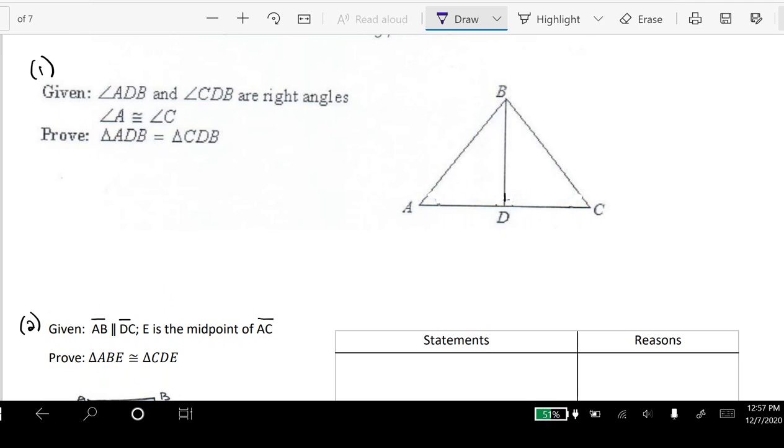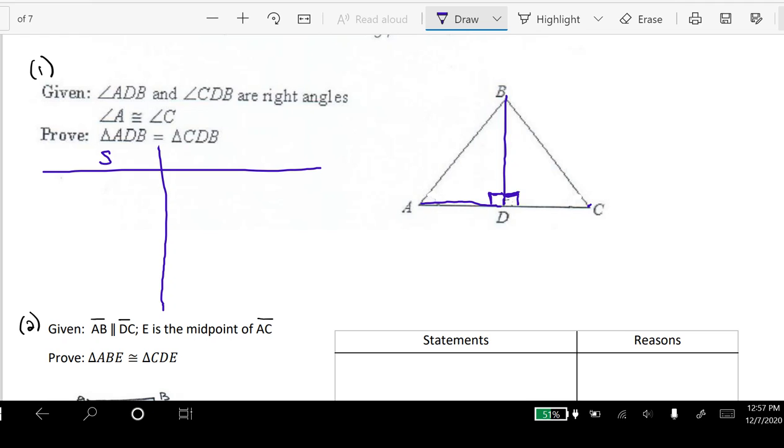So for number 1, it says given that they're right angles, angle ADB and CDB. So here's ADB, and that's a right angle. And it also says CDB is a right angle. So we're going to have two right angles there. And it also says, statements, reasons, that angle A is congruent to angle C. So those are our two givens. Now, I'm not going to write them. I'm just going to put a dash in the given. But again, make sure you write the givens down.